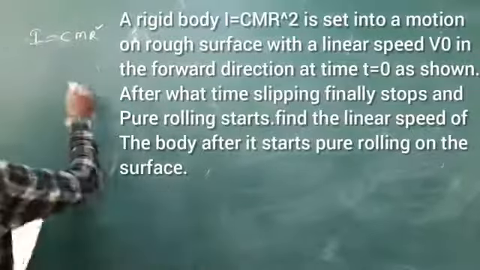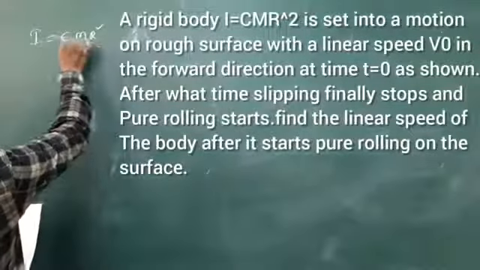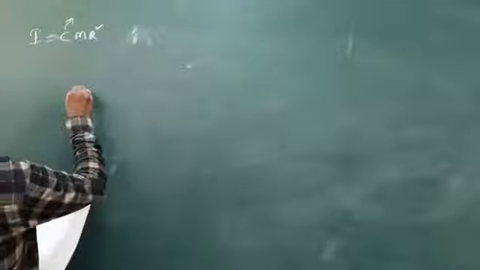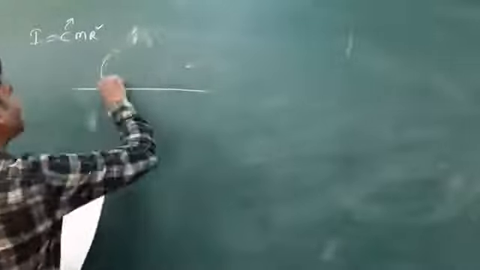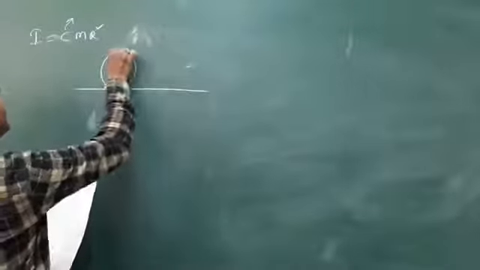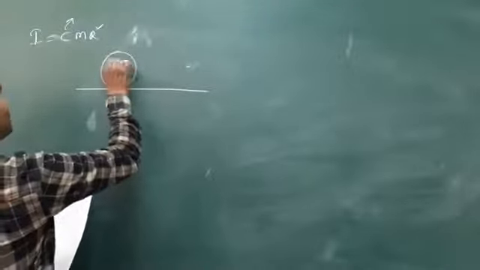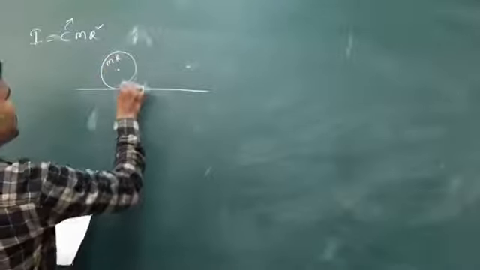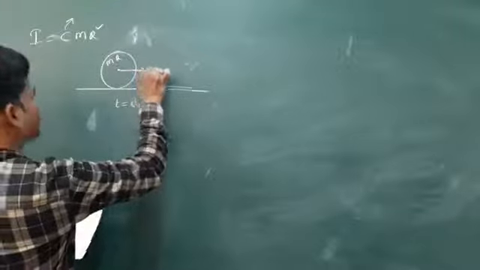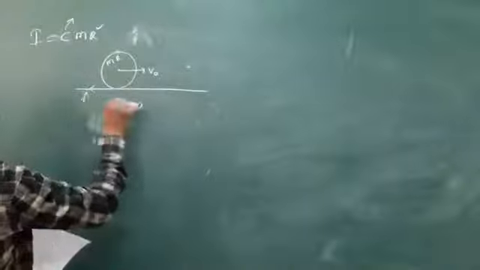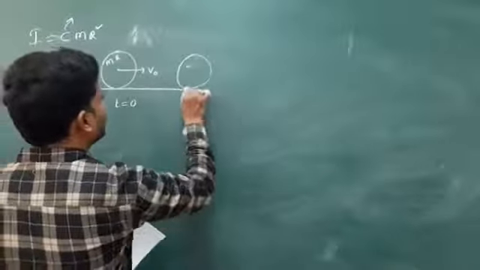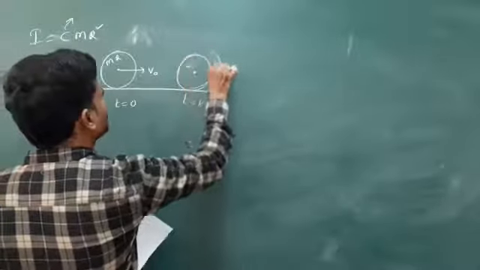See the given diagram like this. So I is equal to CMR squared. C is the constant. It is different for different rigid bodies. Let us suppose this is a rolling body, maybe disc or cylinder, whose mass is m, radius is r, and this is at the time t equal to 0. It is moving with the speed mentioned, v naught. As it moves forward, frictional force is in the backward direction. At the time t equal to t, pure rolling will start.